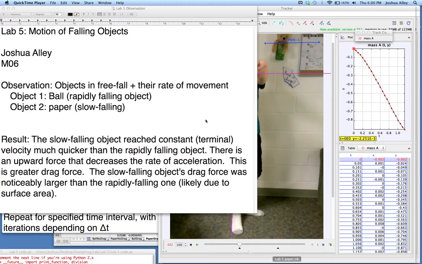The result is that the slow falling object has reached some constant velocity, while the rapidly falling object did not. This is because the slow falling object has been facing some counterbalancing force, which is going upward to counterbalance the force due to gravity. That constant of proportionality is much greater, probably due to the surface area of the slow moving object.